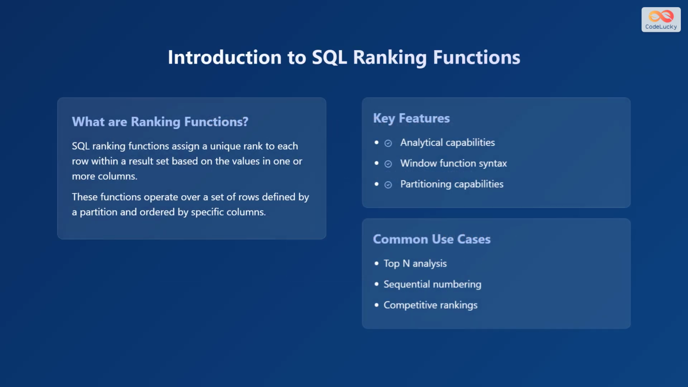Let's start with the introduction to SQL Ranking Functions. SQL Ranking Functions assign a unique rank to each row within a result set. This assignment is based on the values in one or more columns that you specify. These functions operate over a set of rows defined by a partition and are ordered by specific columns, giving you flexibility in how you analyze your data.